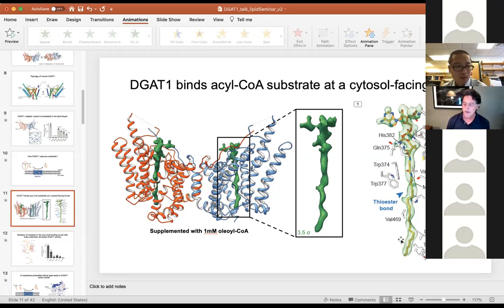Okay, and Jinyi. Oh, beautiful talk. And there is a previous report showing that DGAT can have a different topology. Can you explain this with your structure finding?